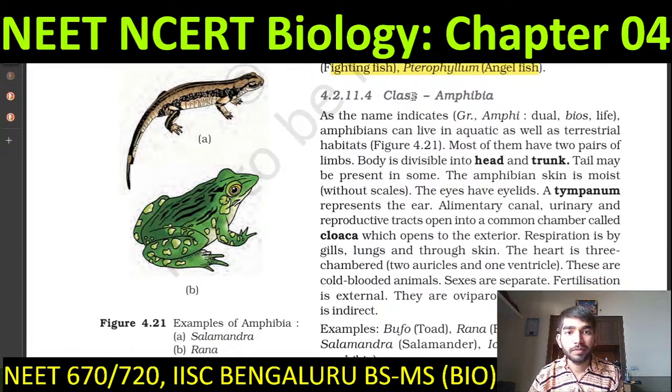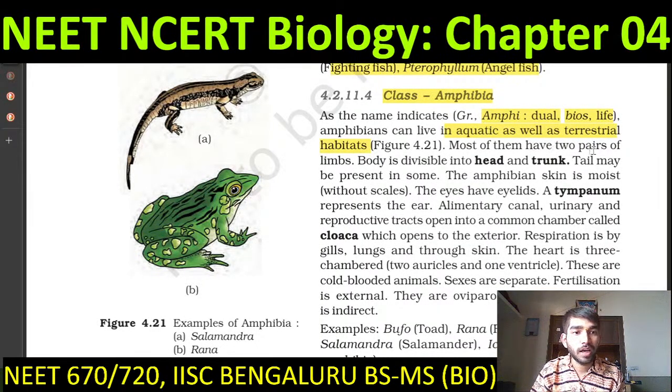Next class is Amphibia. So here the name indicates amphi meaning dual, bia meaning bios, life. Can live in aquatic as well as terrestrial habitats. So amphibians of the plant kingdom, I told you, bryophytes. There I discussed that they mostly live on the terrestrial surface, but their life cycle is dependent on water so much so that they are called the amphibians of the plant kingdom.